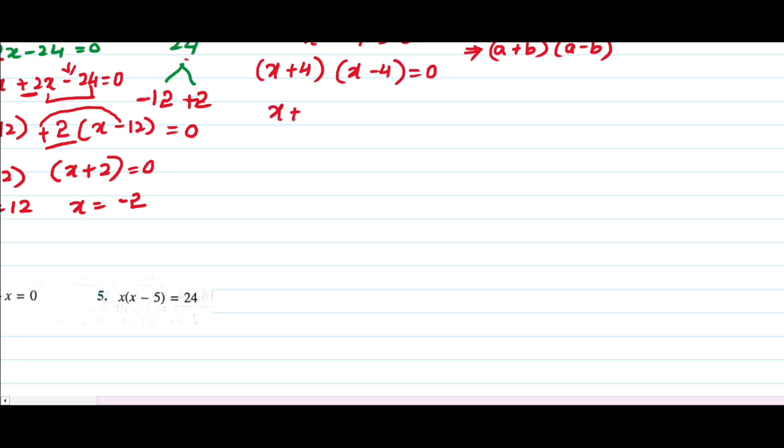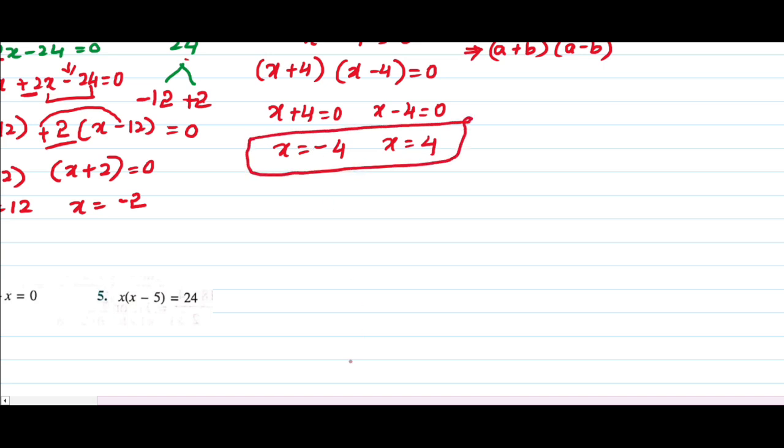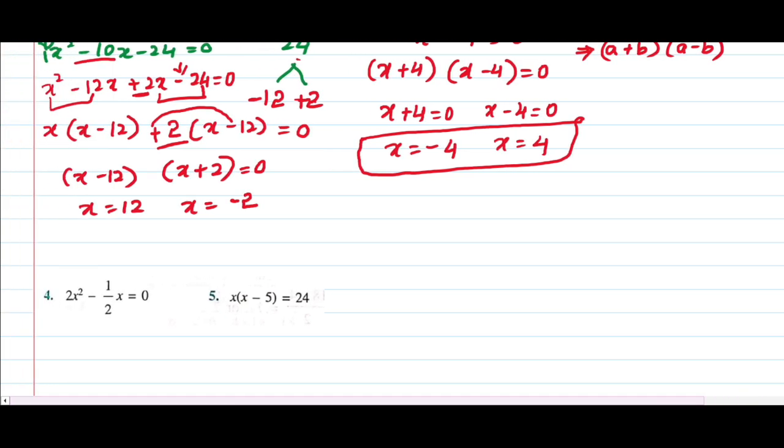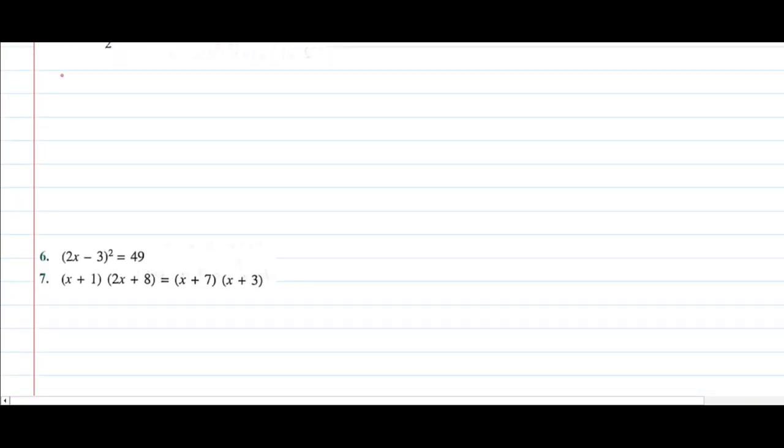If I equate x plus 4 equals 0 and x minus 4 equals 0, I'll get x equals minus 4 and x equals 4. So these are the two answers I'll get, that is x equals minus 4 and x equals plus 4 for question 3. Okay, next is the fourth question, that is 2x square minus half x equals 0.